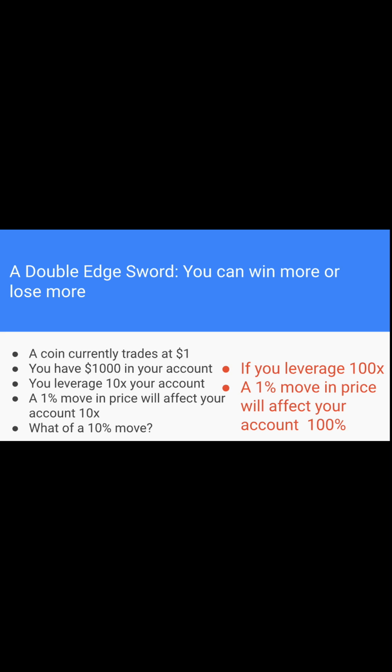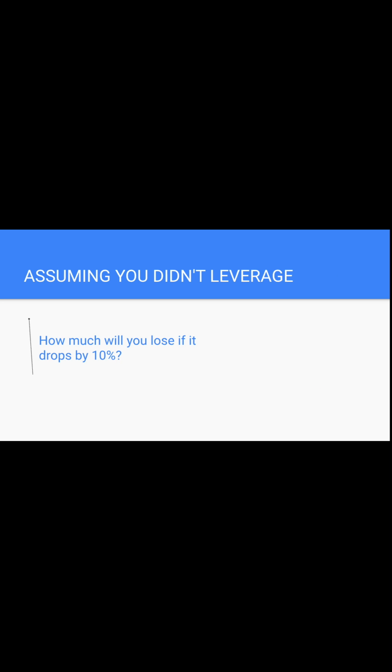All right. Now, in a situation whereby you are not using leverage, assuming you didn't use leverage and the coin drops by 10%, how much will you lose? We just lose 10% of whatever capital. Let's say in your $1,000, you didn't use any leverage, maybe you chose 1x leverage, and the coin just drops by 10%. You're only going to lose 10% of your capital. You're not losing more, just 10% of your $1,000, which is $100. So you'll still be left with $900.